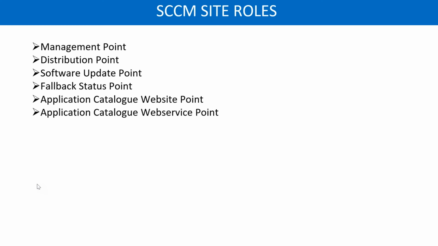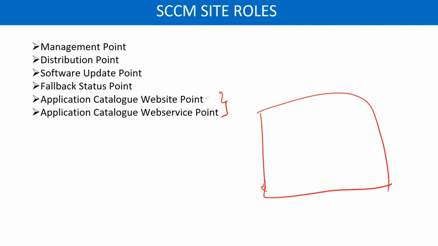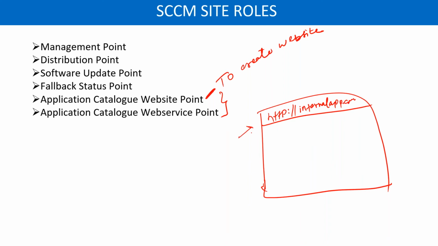Basically, these roles were needed to create a website. First role, this role was needed to create a website. What website? It will be an internal website, just like http://internalapp.com. Okay, so all your users can go to this website. And the second role is to connect this website with SCCM.